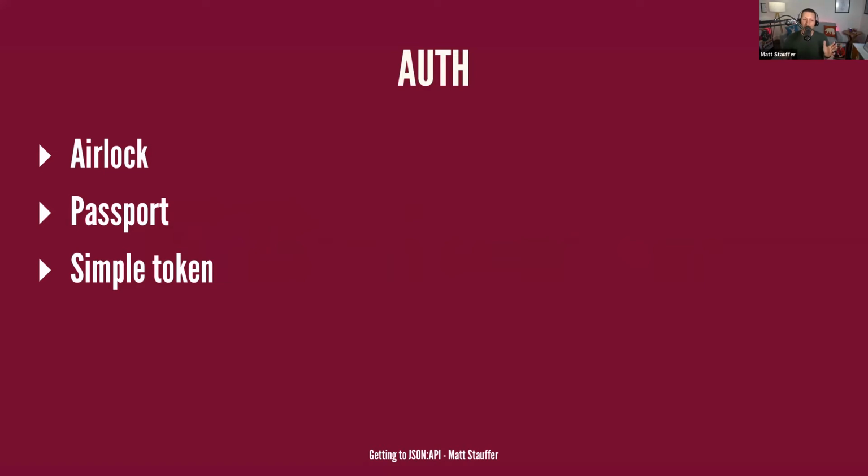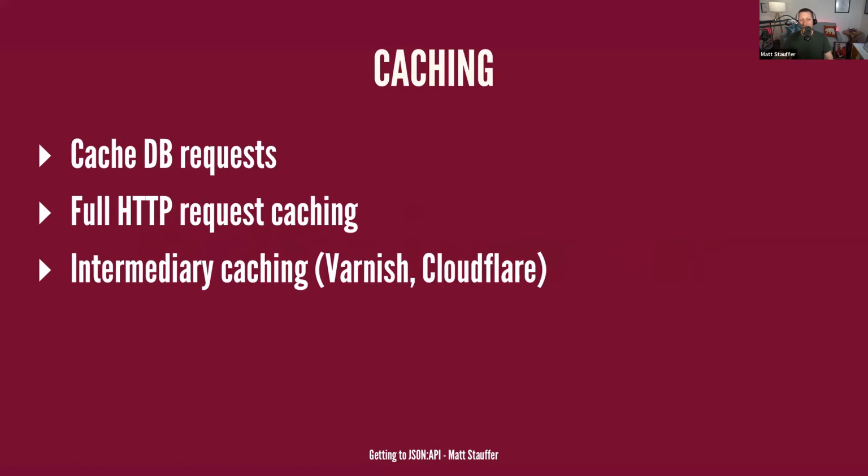You know about Passport probably, so you can use OAuth for that. You want to think about auth, but there's nothing JSON API specific about this. Caching, I do want to have a note, because REST APIs are supposed to be stateless and supposed to be cacheable. You could cache database requests.